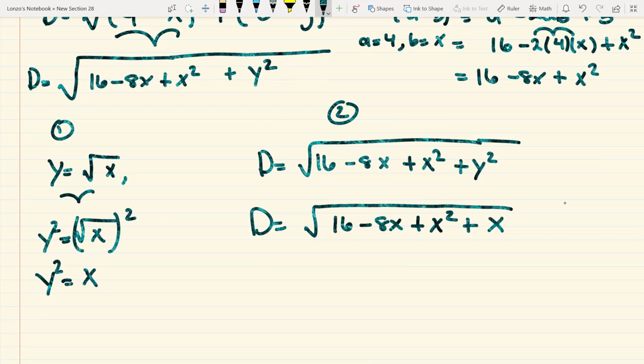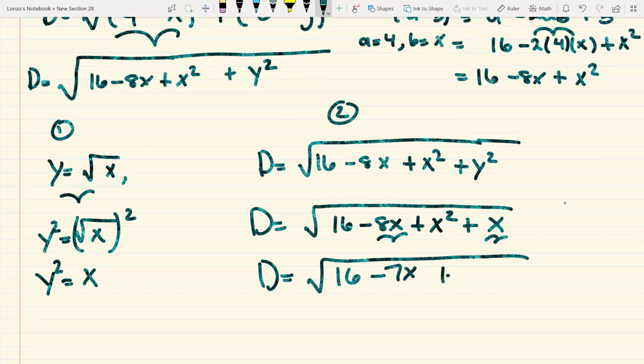Wait, did I make a mistake? Okay, now we can combine like terms. What can you combine? I can combine the negative 8x and this positive 1x, which is negative 7x, plus x squared.